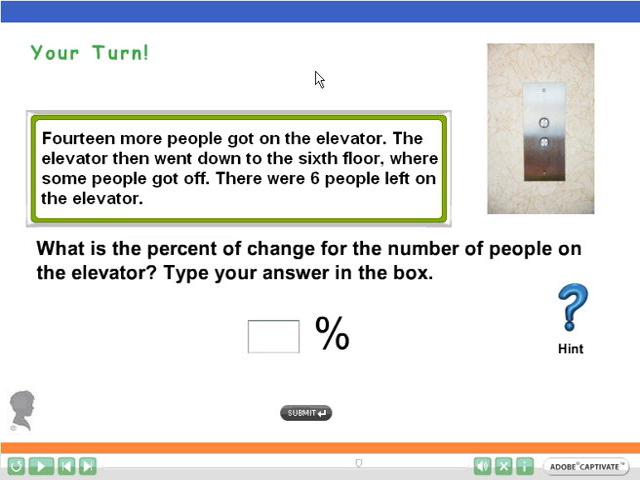14 more people got on the elevator. The elevator then went down to the 6th floor, where some people got off. There were 6 people left on the elevator. What is the percent of change for the number of people on the elevator? Type your answer in the box.